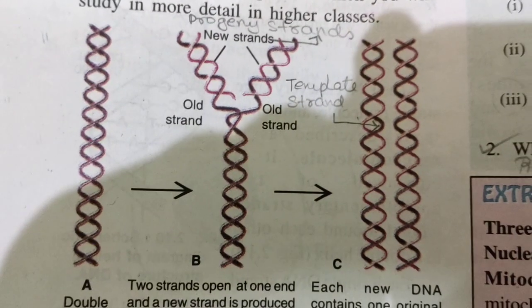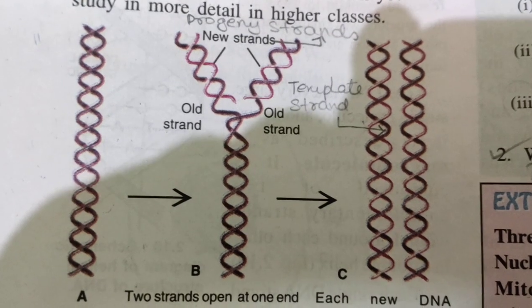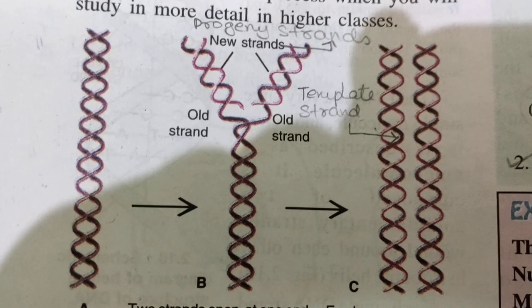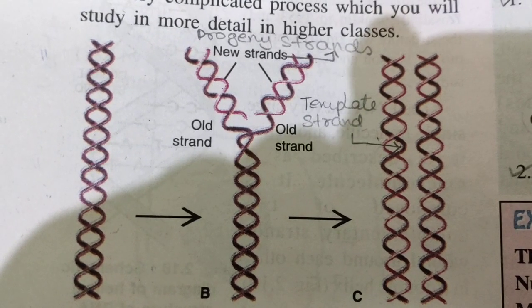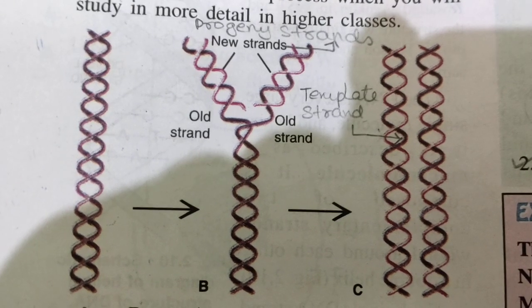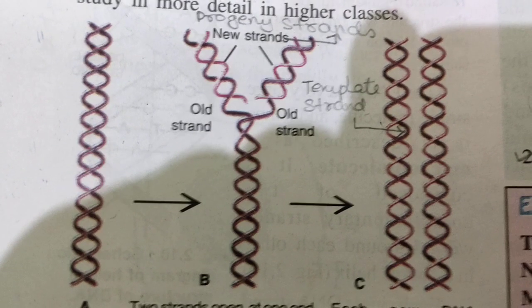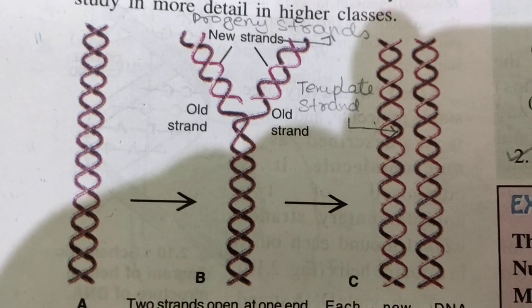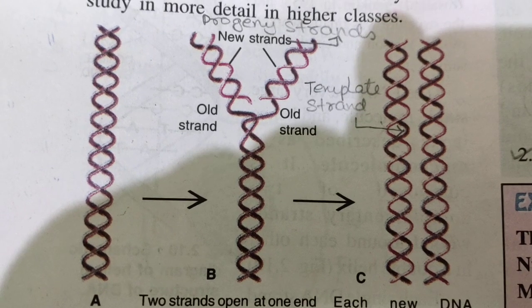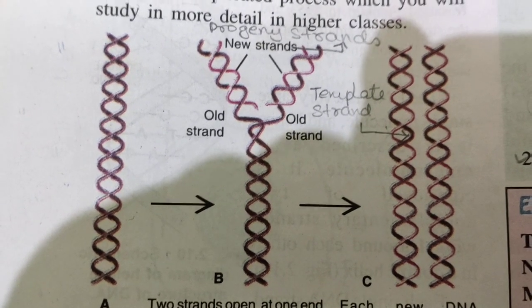Now you see this diagram, which is very important. When you are showing this in your exam, you have to use either two color pens or two different color sketch pens, because you have to make the examiner understand which one is the old strand and which one is the new strand which is forming. We call this old strand the template strand and the new strand the progeny strand.